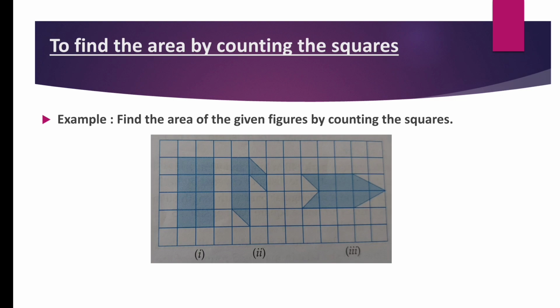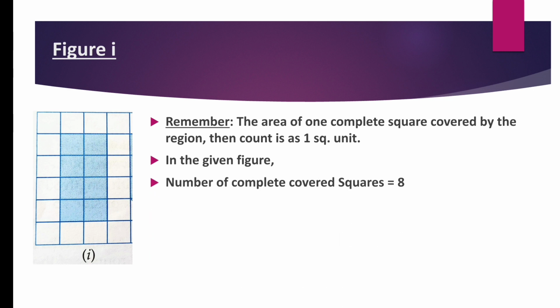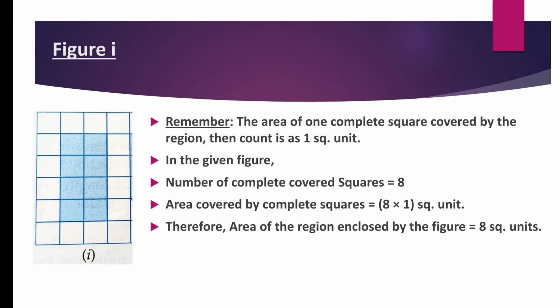Here you have been given 3 figures. Now let us find out the area one by one. In figure 1, first thing you will remember, the area of one complete square covered by the region, we will count it as 1 square unit. Now in the given figure, number of complete covered squares is equal to 8. Let us count: first, second, third, fourth, fifth, sixth, seventh, eighth. So number of complete covered squares is equal to 8. Area covered by complete squares is equal to 8 into 1 square unit. Therefore area of the region enclosed by the figure is equal to 8 square units.